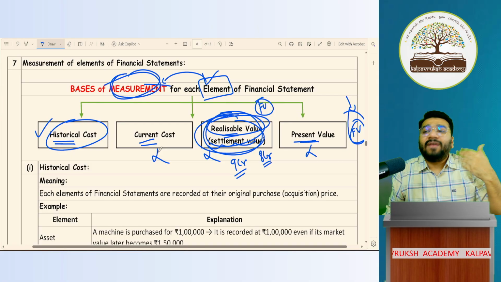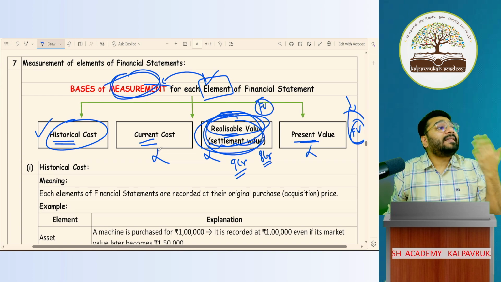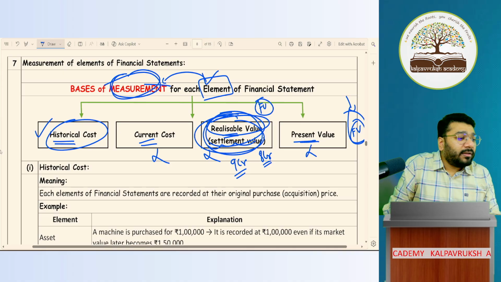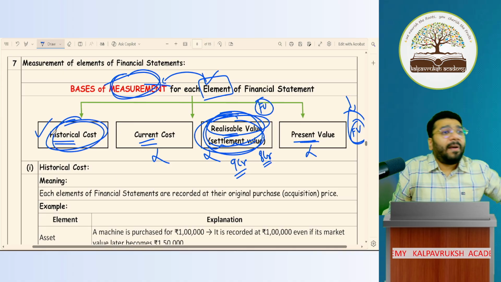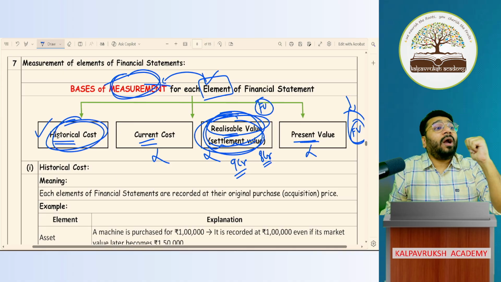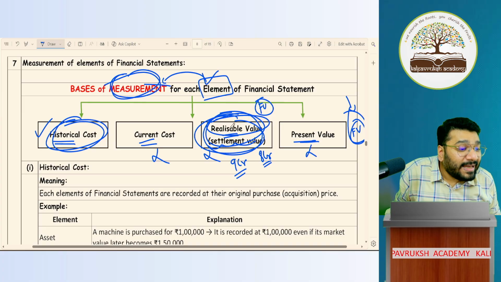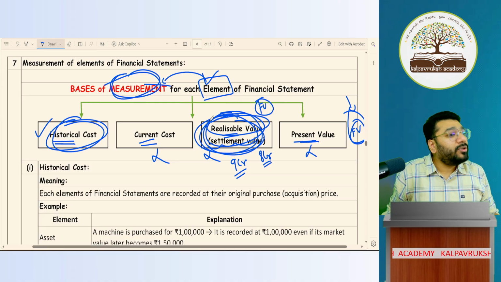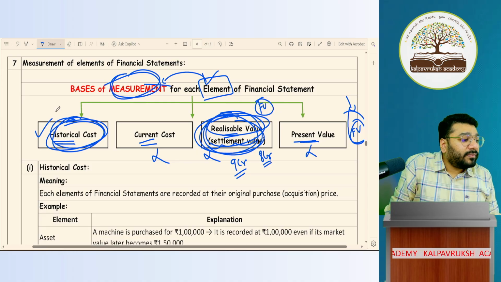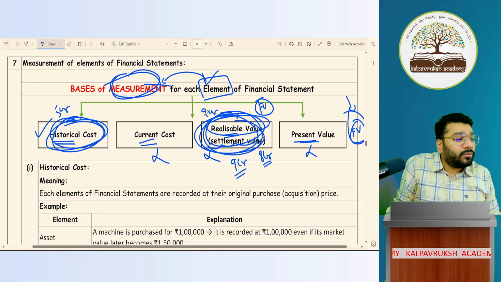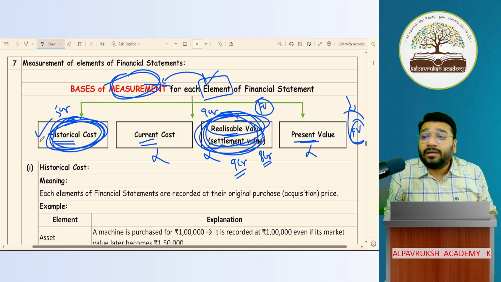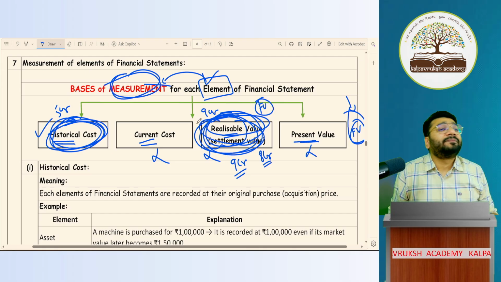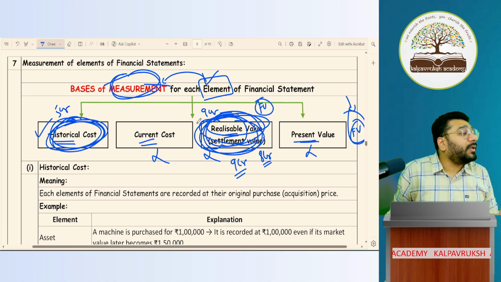So what is fair value or realizable value or settlement value? It is nothing but this: the asset that I acquired in the past, if I sell it today, what value will I get? That is called realizable value, settlement value, fair value. So for a 5 crore asset, if I sell it for 9 crore, 5 crore is called historical cost and 9 crore is called realizable value or fair value or settlement value. Got it, not got it?